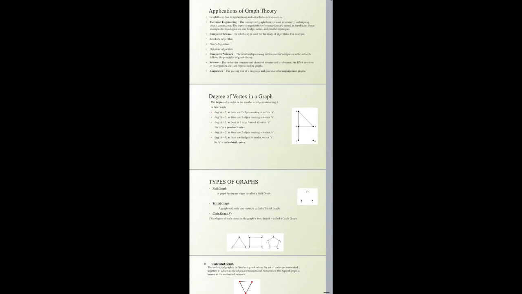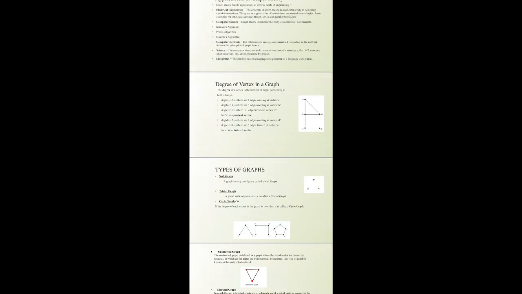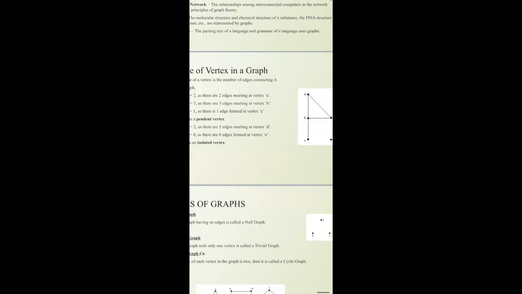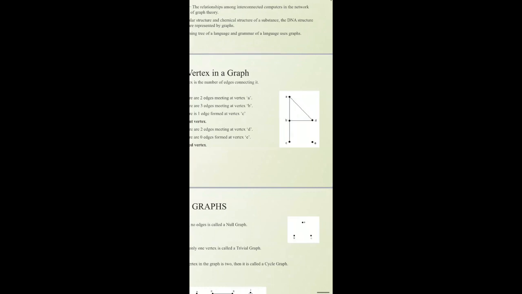Now, let me introduce a new thing in graph theory: the degree of a vertex. The degree of a vertex is the number of edges connecting it. First of all, we have an example where you can see A, B, C, D, and E. These are vertices. And let me check how many edges there are from A.